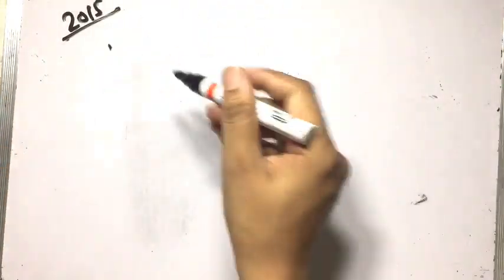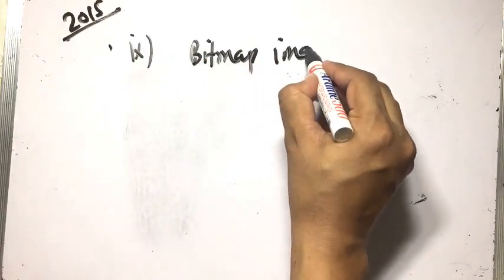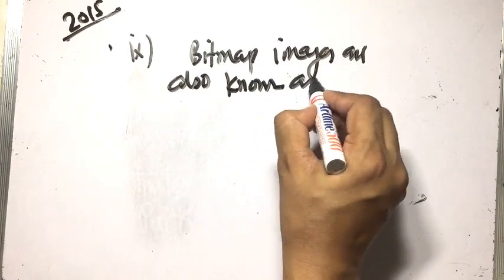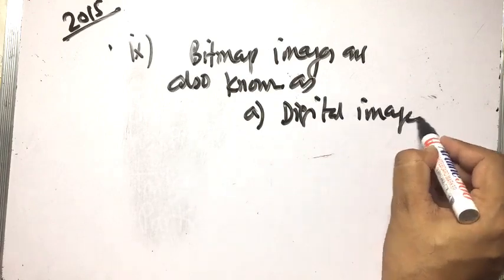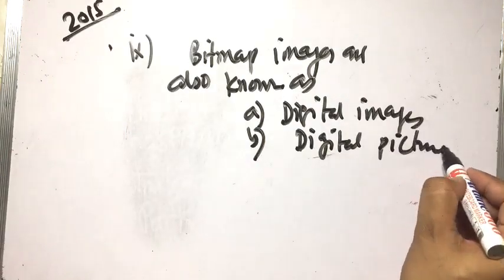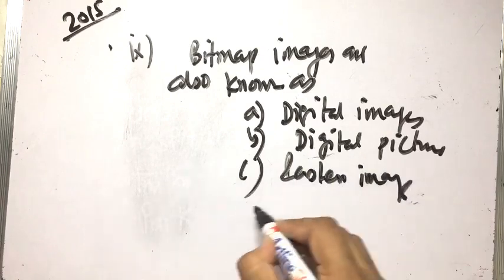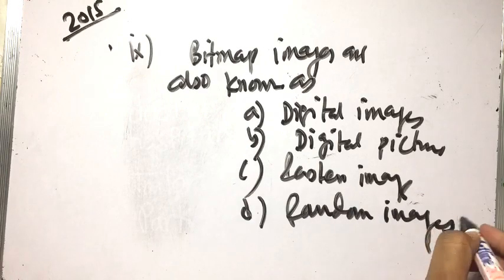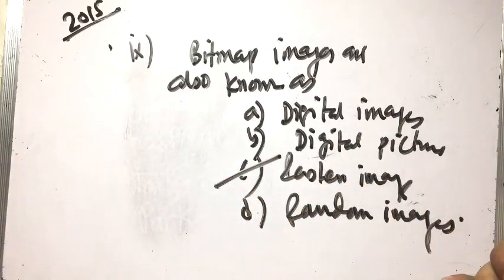Question number 9. Bitmap images are also known as option A, digital image. Option B, digital picture. Option C, raster image. Option D, random image. The answer is raster image. Bitmap image is also known as raster image.